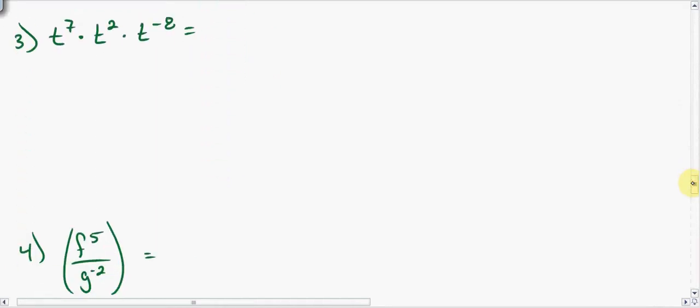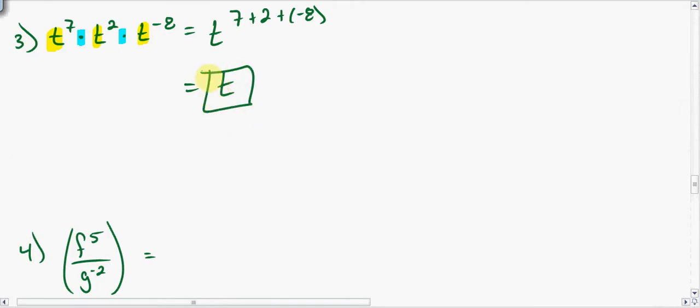Number 3. We have a string of 3 different parts here. So we have t to the 7th power times t squared times t to the negative 8th power. Notice all the bases are the same. All the bases are the same, all connected with multiplication, so I can simply add the exponents. So I have t raised to the 7th power added to the 2nd power added to the negative 8th power. So 7 plus 2 is 9. 9 plus negative 8 is 1. T raised to the 1st power is simply t.